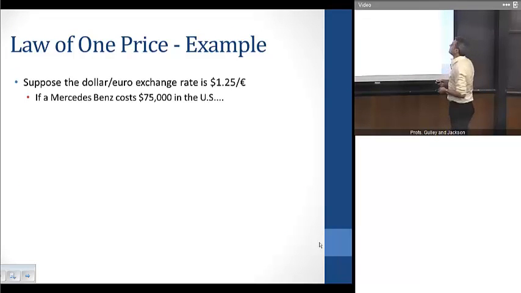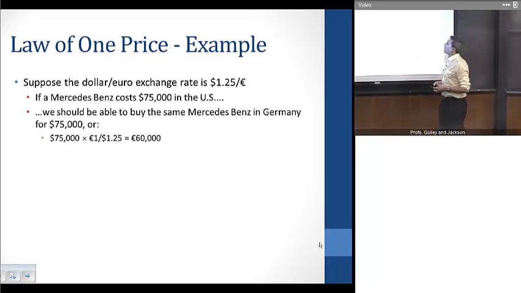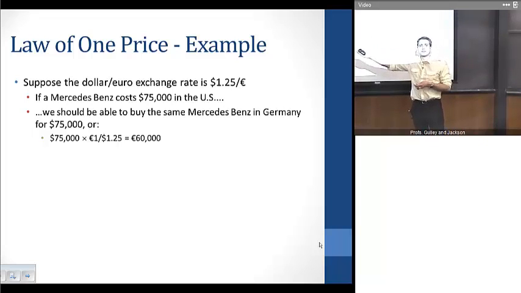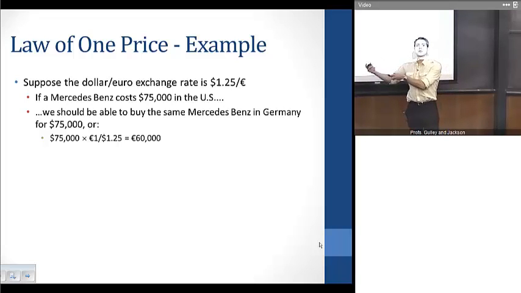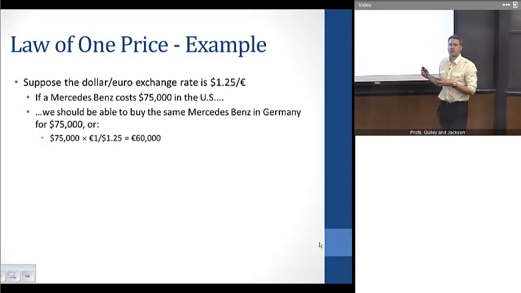So to give you an example, if the dollar-euro exchange rate is $1.25 per euro, and suppose we could buy a Mercedes-Benz for $75,000 in the U.S. Now, we should expect that the Mercedes-Benz in Germany, if this law of one price holds, is also going to be the equivalent of $75,000. So if we have $75,000 in the U.S., we go to the dealership and buy the car. Or alternatively, we should be able to transform our dollars into euros for the exact same price and buy the exact same car in Europe, in Germany.